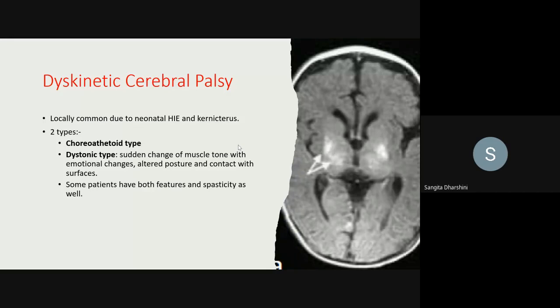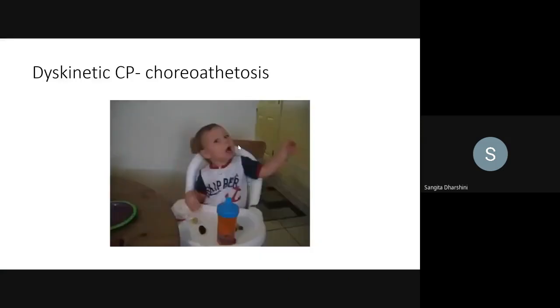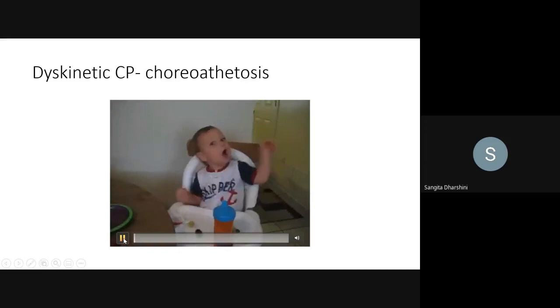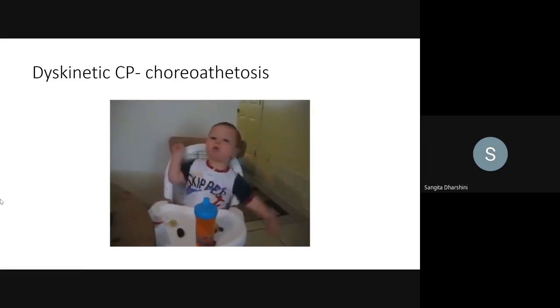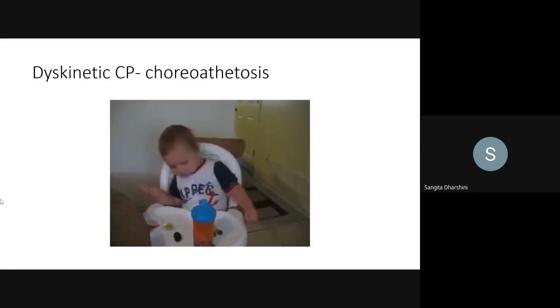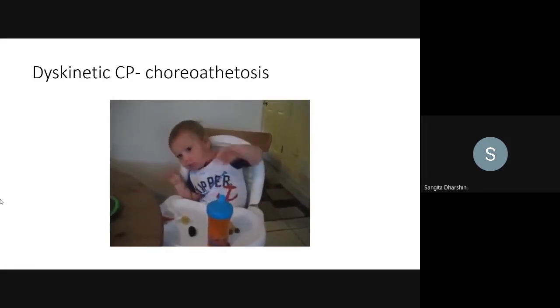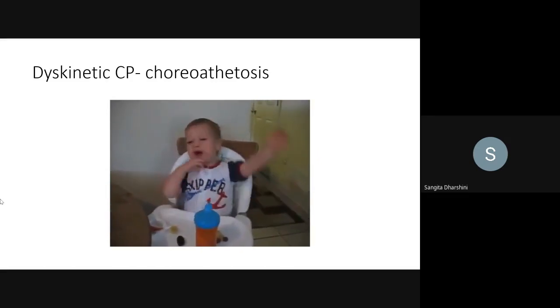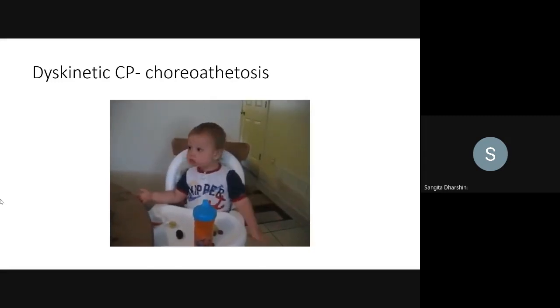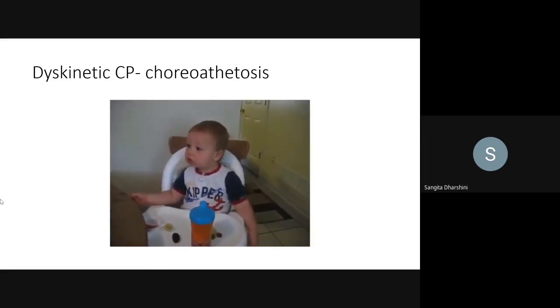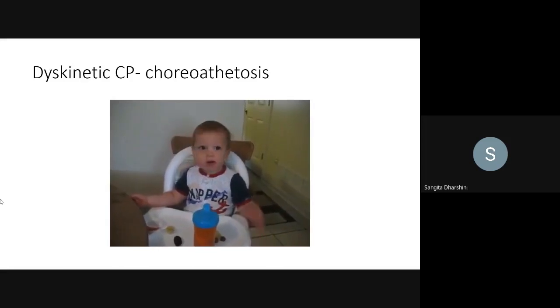So there's an MRI of a child with HIE. Okay, there's a child with choreoathetoid CP. So he's sitting up. It looks quite bright. It's looking at you, but what you can see is involuntary, rather smooth, dance-like, sort of writhing-like movements of the upper limb. And at the beginning of the video, you even saw it involving his face. So this is chorea.